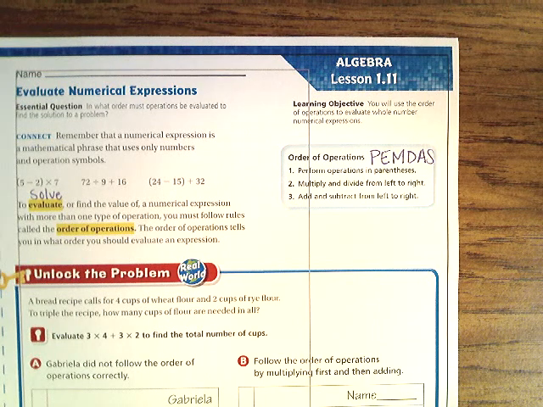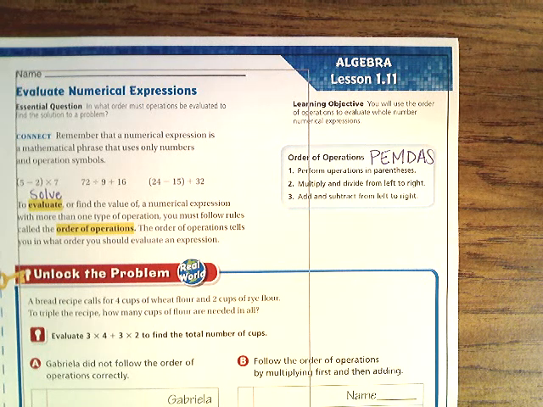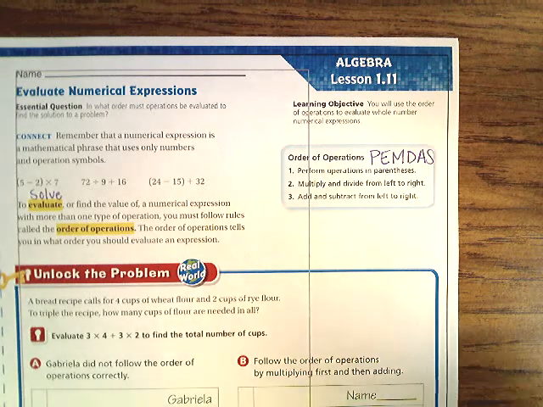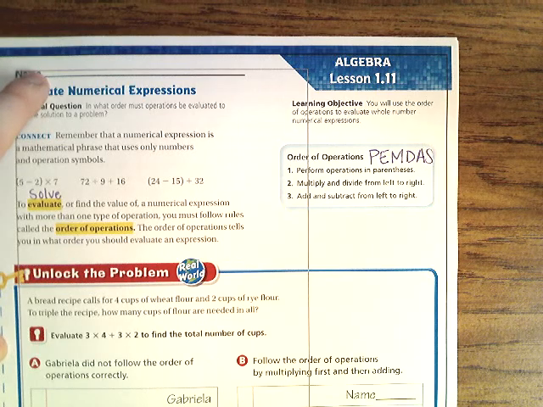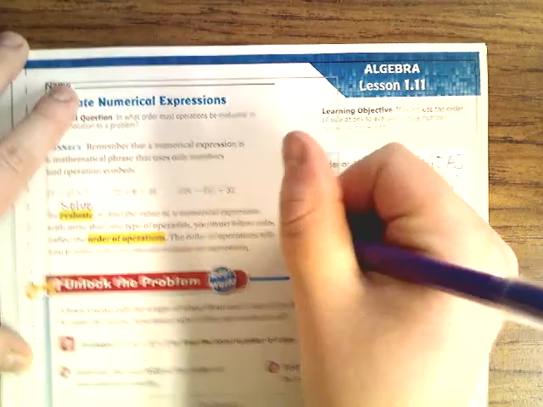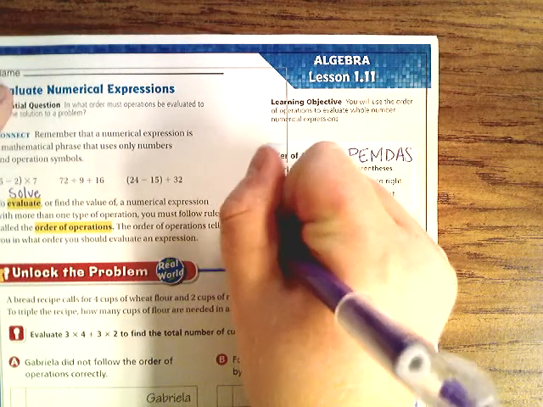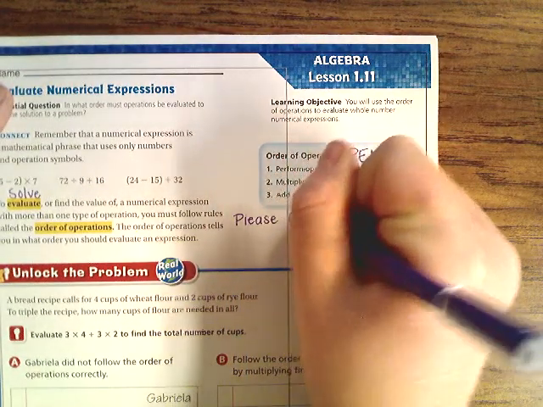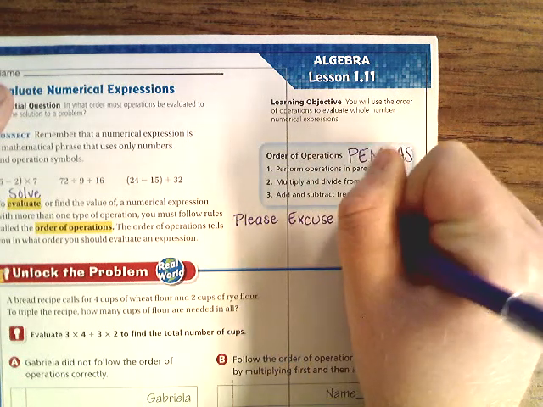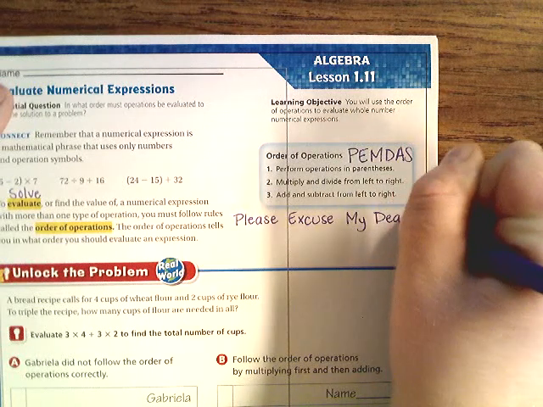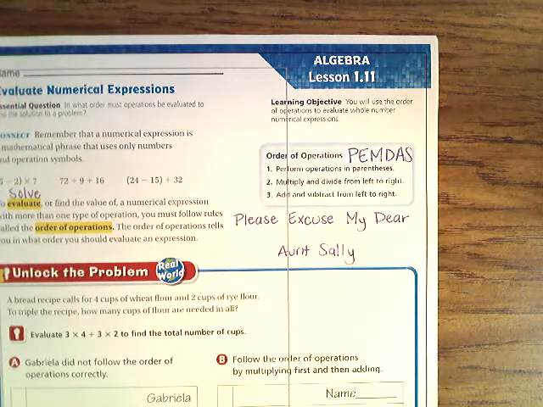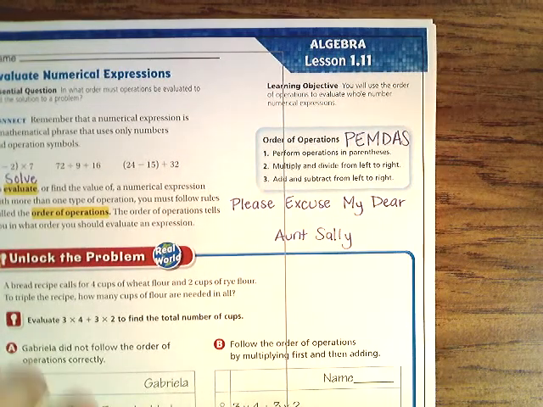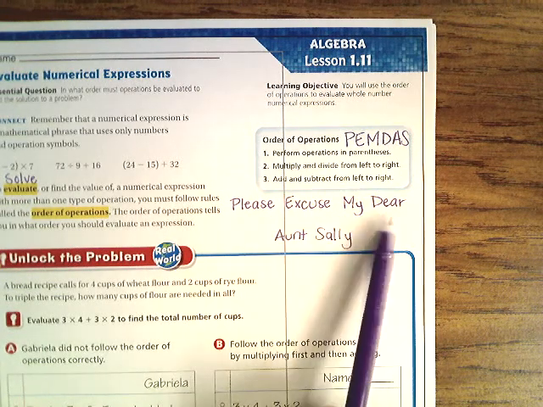And I'm going to tell you a little rhyme. It's not really a rhyme, I guess. It's just a saying to remember PEMDAS. So anytime you hear Miss Fanette say the word PEMDAS, I'm referring to the order of operations, okay? So one way we can remember this is, let me scoot over here. Please, excuse, my dear, and I'm running out of room, of course, Aunt Sally. And I want you to write that down. If you need to pause the video to do that, please do so. So PEMDAS, please excuse my dear Aunt Sally.